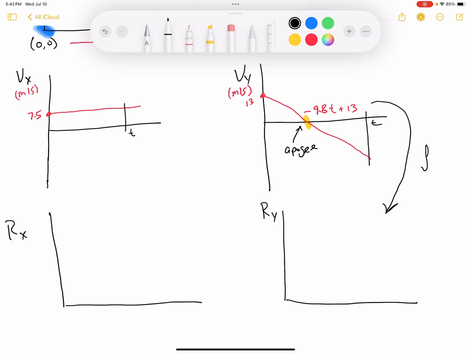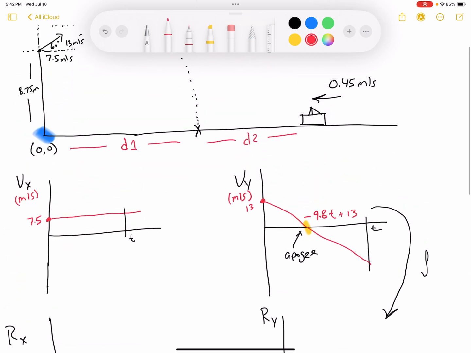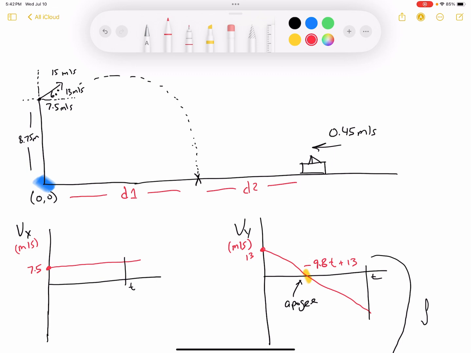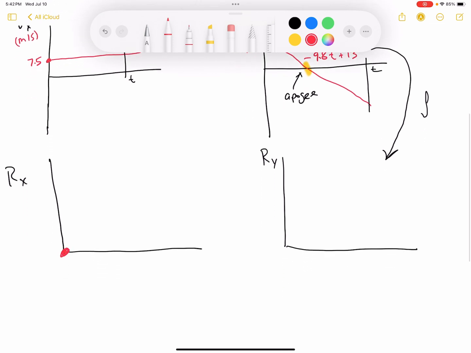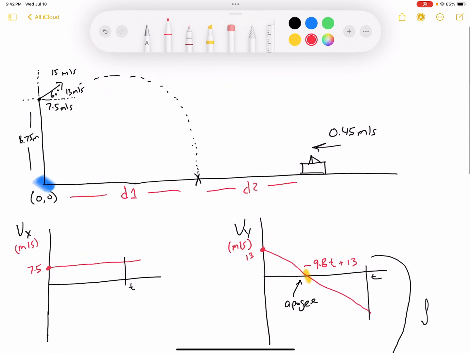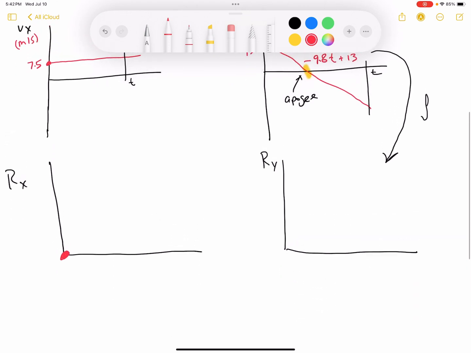So before we do that, what is the initial position in y? Maybe in x and y. Maybe we'll do both of those. So if you look up here where the person is standing at 0, 0, the x position, initial position, is actually 0. So I'm going to write that. That's his initial position, 0, 0. And then y, where's y at? Well, he's 8.75 meters above. So we'll say right here, 8.75. And this is in meters.